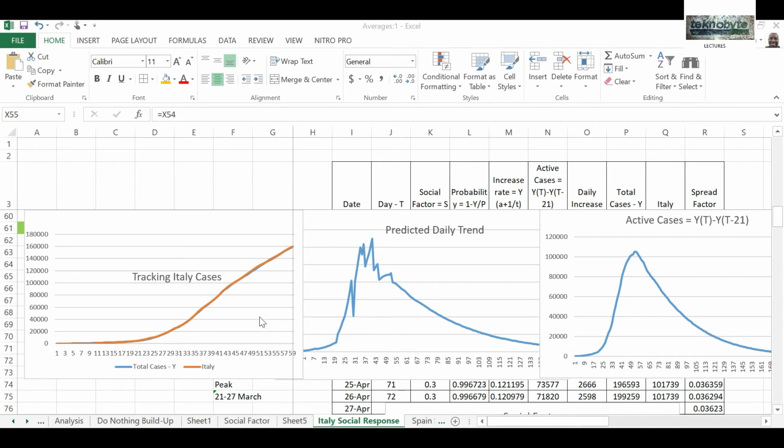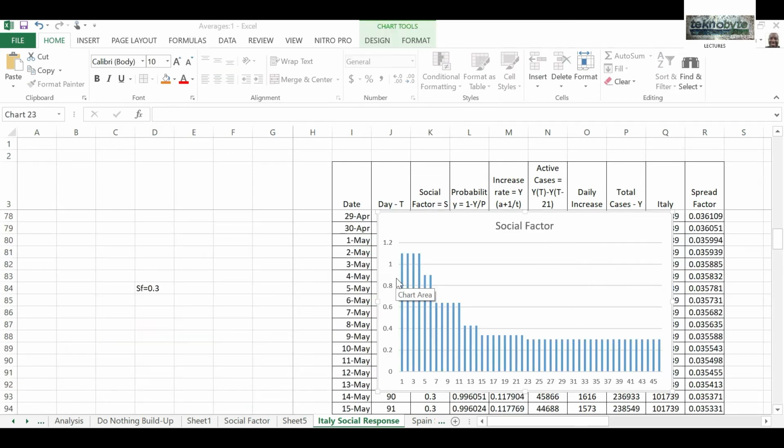Now we understand this because we have seen the social factor on day 59 is 0.3, so we expect that the wave is actually going to die out. These are the social factor values that are used to track that wave, and you can see that on day 59 the social factor stood at 0.3, and clearly because it's below the threshold value of 0.453, now we know that the wave is actually going to die out.